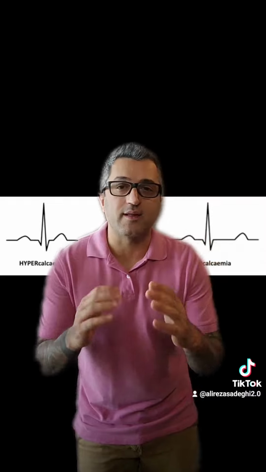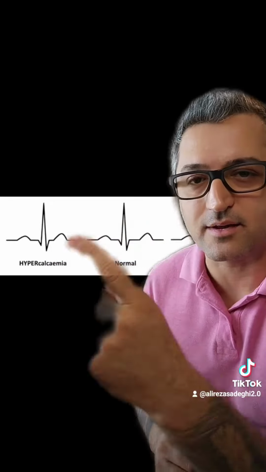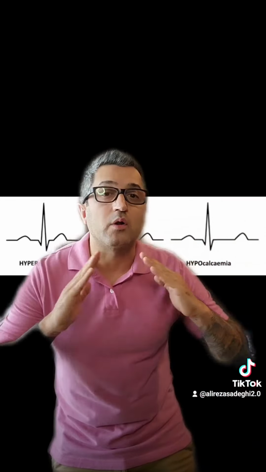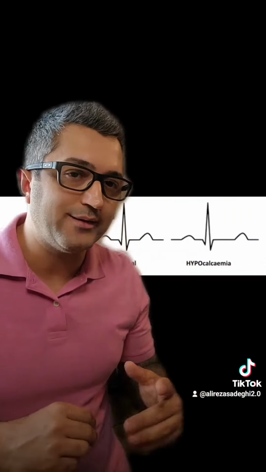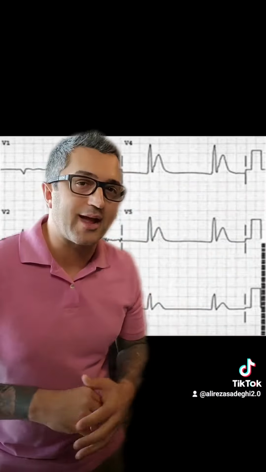Hypercalcemia shortens the ST segment and squeezes the T wave right next to the QRS complex, as you can see here. Now, hypocalcemia prolongs the ST segment and as a result prolongs the QT interval. However, it does not do that by widening the T wave, so you will end up with a normal looking T wave. Here is an example of a patient with hypercalcemia.